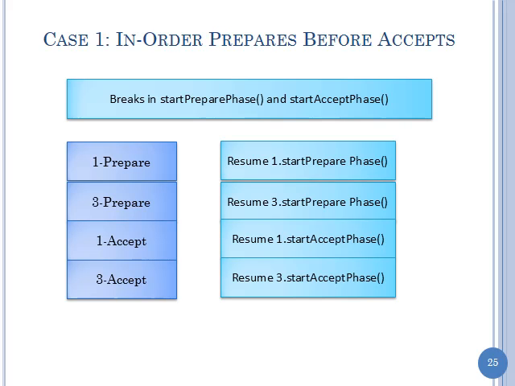And how do we make sure that this sequence of events occurs? I've done this by setting breakpoints in two of the methods, start prepare phase and start accept phase, which are in the consensus mechanism. By doing appropriate resumes in each of the processes 1 and 3, I can make 1 prepare be executed before 3 prepare, and then 1 accept and 3 accept.